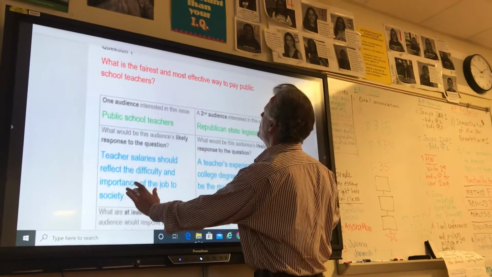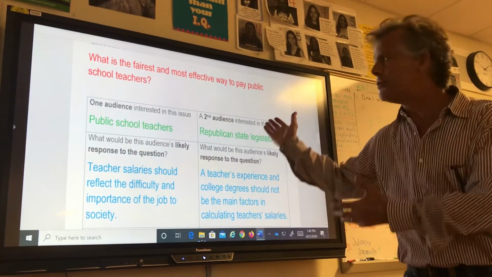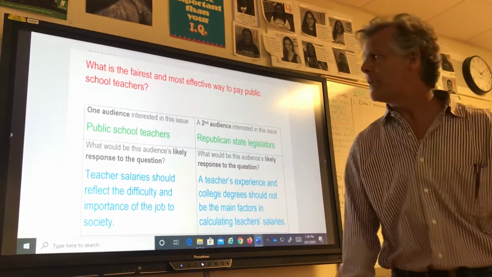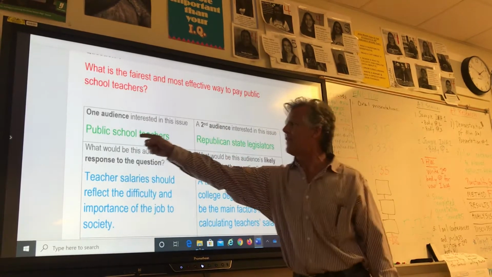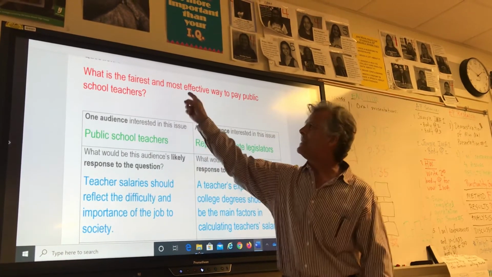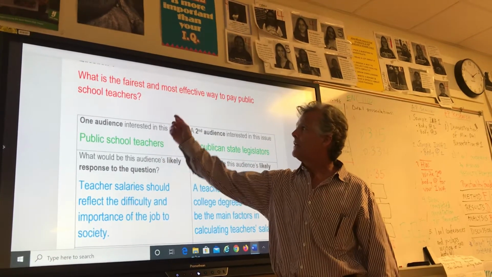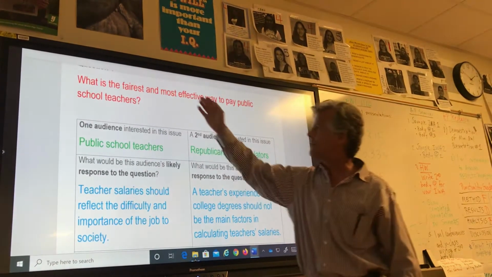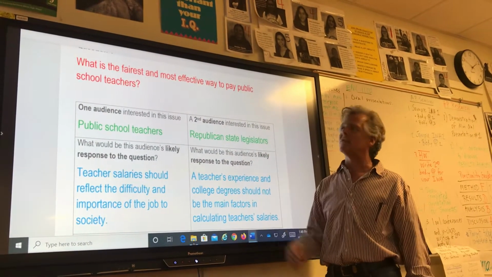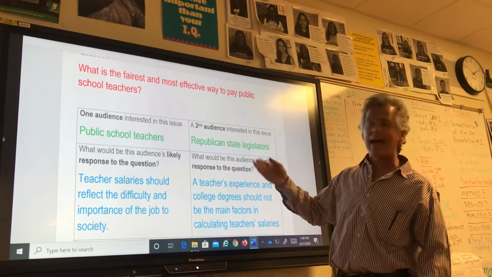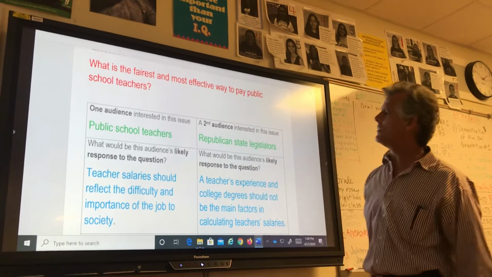It says, what is the fairest and most effective way to pay public school teachers? I know this is a good argument because not everybody would answer it the same way. I also know it's a good argument because I can identify 2 groups of people that would disagree about how to answer that. I've got public school teachers that have their own opinion about the fairest and most effective way that they should be paid. And I have Republican state legislators. These are the people that actually allocate the money for schools. So they might not see things entirely the same way.